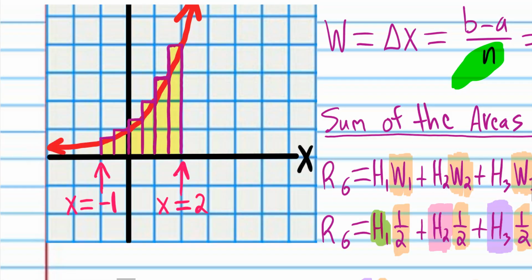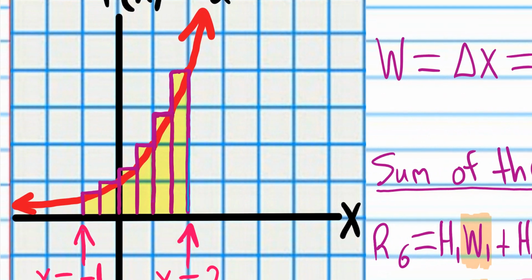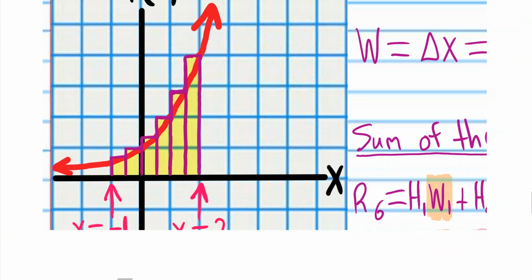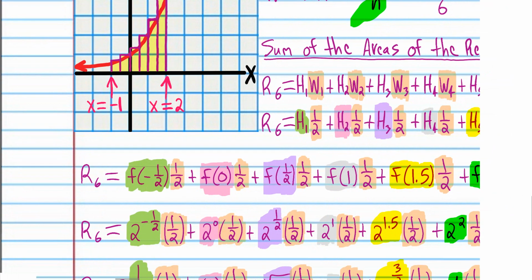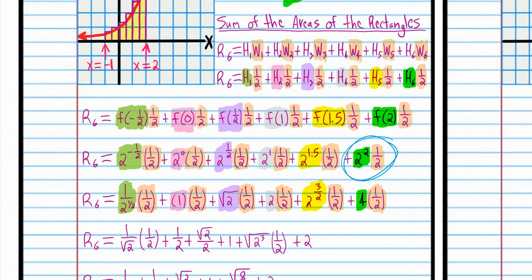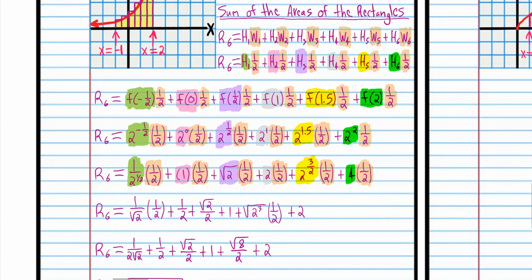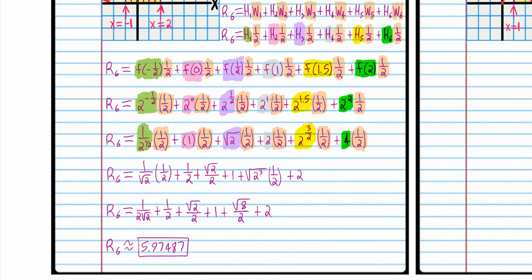So that's the difference. We're starting with -1/2 rather than -1. Also, when we get to the far right, we're going to plug in 2 to the function to find this height. X equals 2. So we have 2 squared times the width, and add up all those areas, and we have 5.97487.